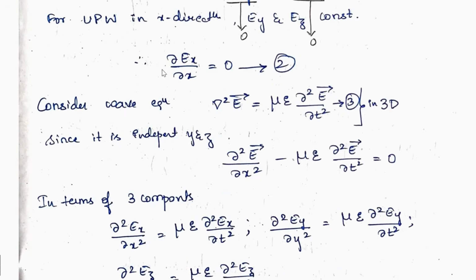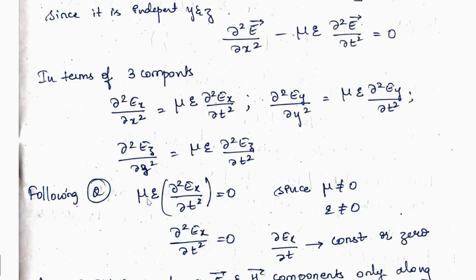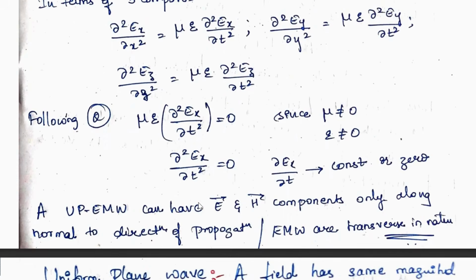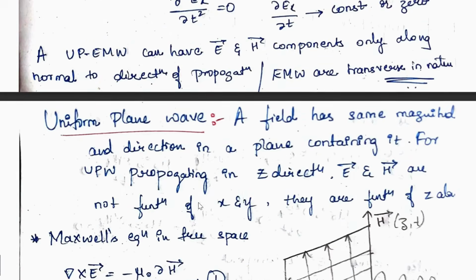Now continuing with this equation, mu epsilon naught of dou square Ex by dou t square. Since mu and epsilon naught are not equal to 0 here, we can write dou square of Ex by dou t square is 0, so that is 0 or constant. A uniform plane electromagnetic wave can have electric field and magnetic field components only normal to the direction of propagation. Or else we can say it is the transverse nature of electromagnetic waves.